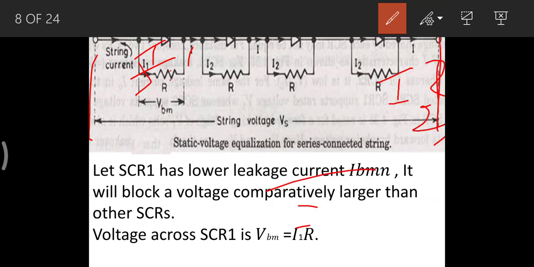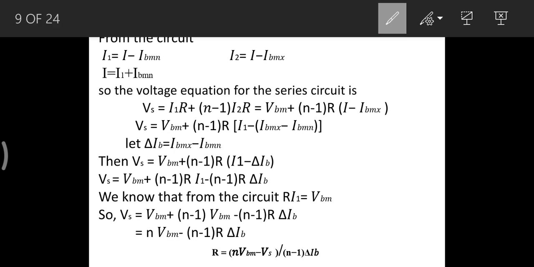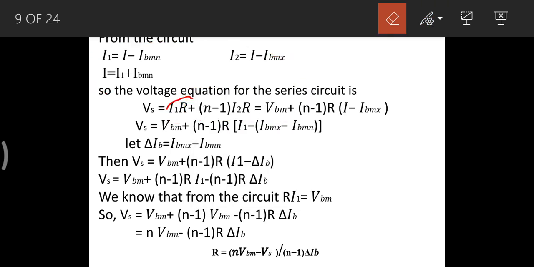Next, from the circuit diagram only we write all these current equations, and from the circuit diagram only we write this equation. That means Vs is equal to I1 into R. This is nothing but the voltage across SCR1, plus the voltage across all the other resistors. This I1 into R is considered as the voltage across the first resistor, let it be VBM, and next, n minus 1 into I2 into R.